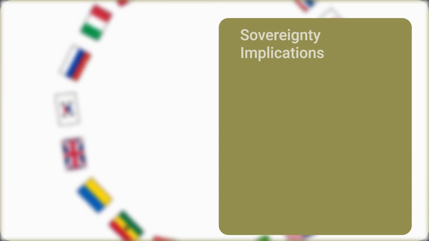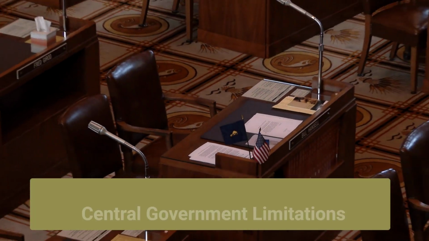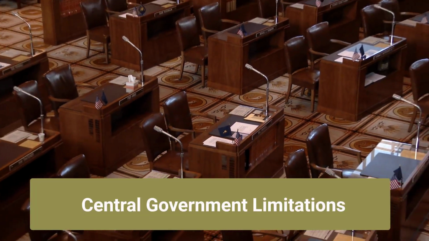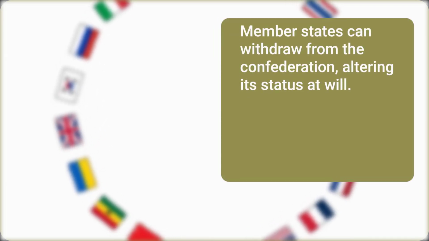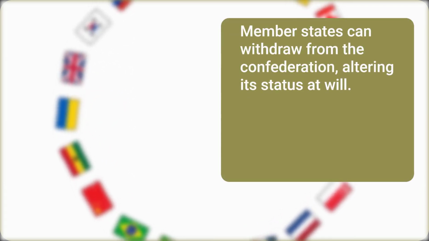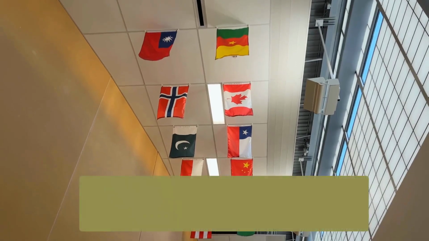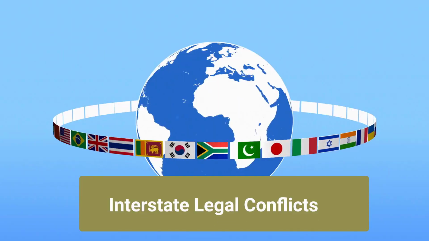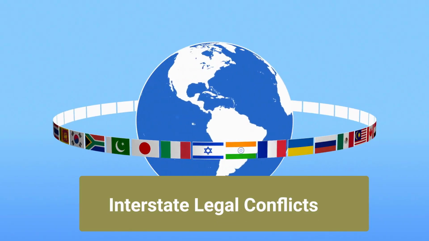Sovereignty implications: the central government lacks direct enforcement power and relies on states to implement policies. Member states can withdraw from the Confederation, altering its status at will. Sovereign states may enact conflicting legal frameworks, creating challenges in interstate relations.